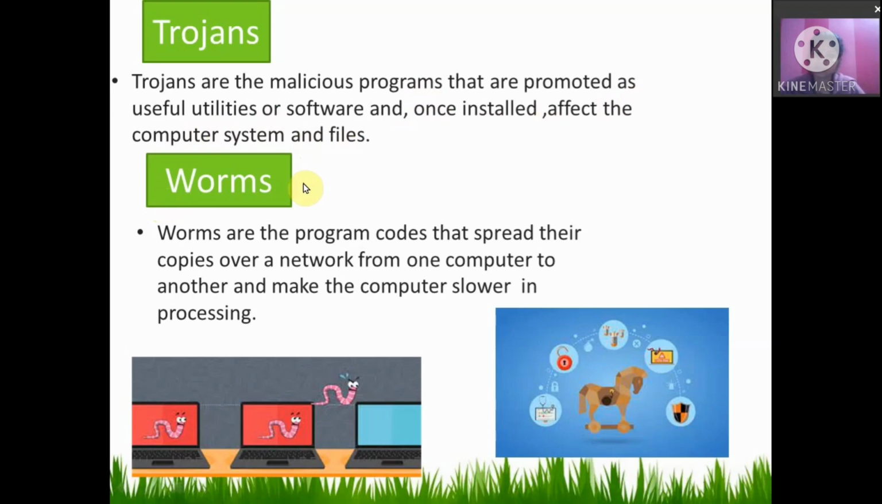Worms. Worms are program codes that spread their copies over a network from one computer to another and make the computer slower in processing. You can see this picture. If the computers are connected in a network and it is installed in one computer, then it will transfer to other computers connected in that network, so that all the computers connected in the network will be affected.